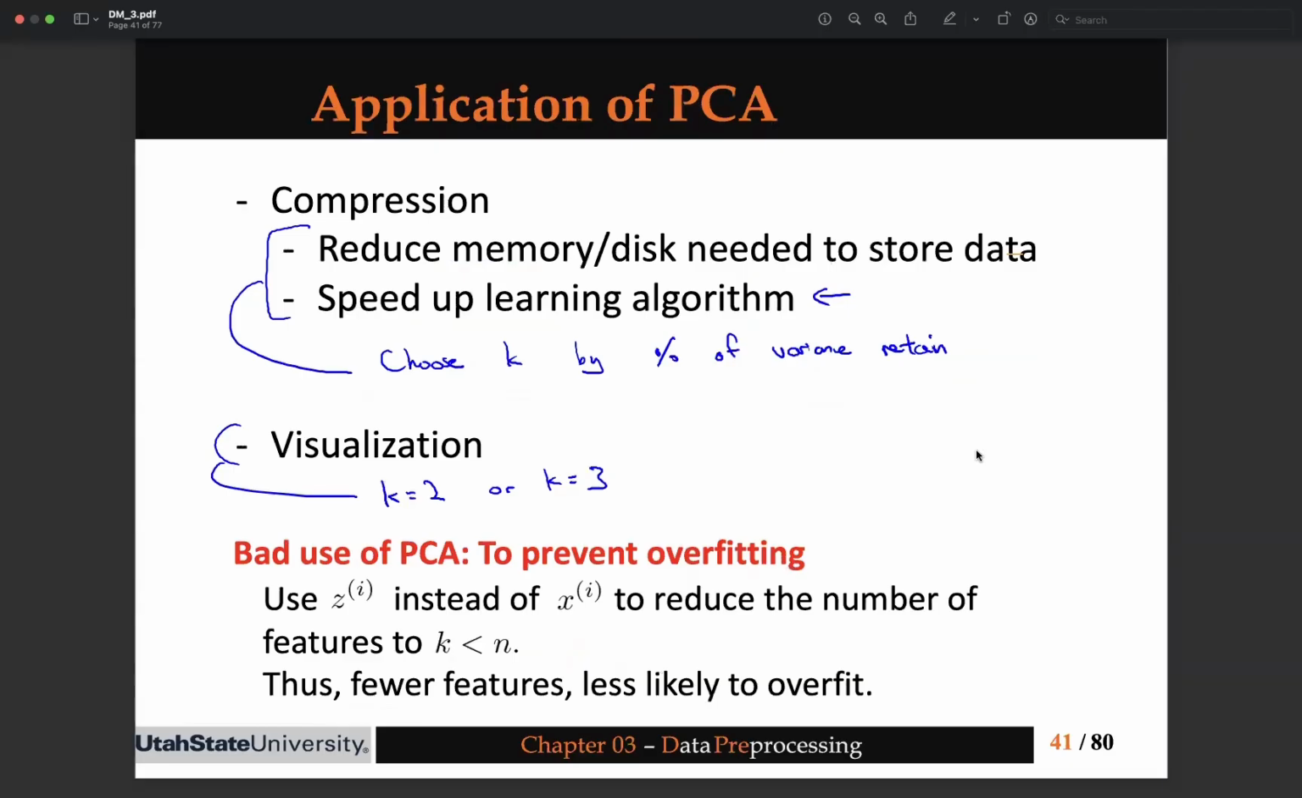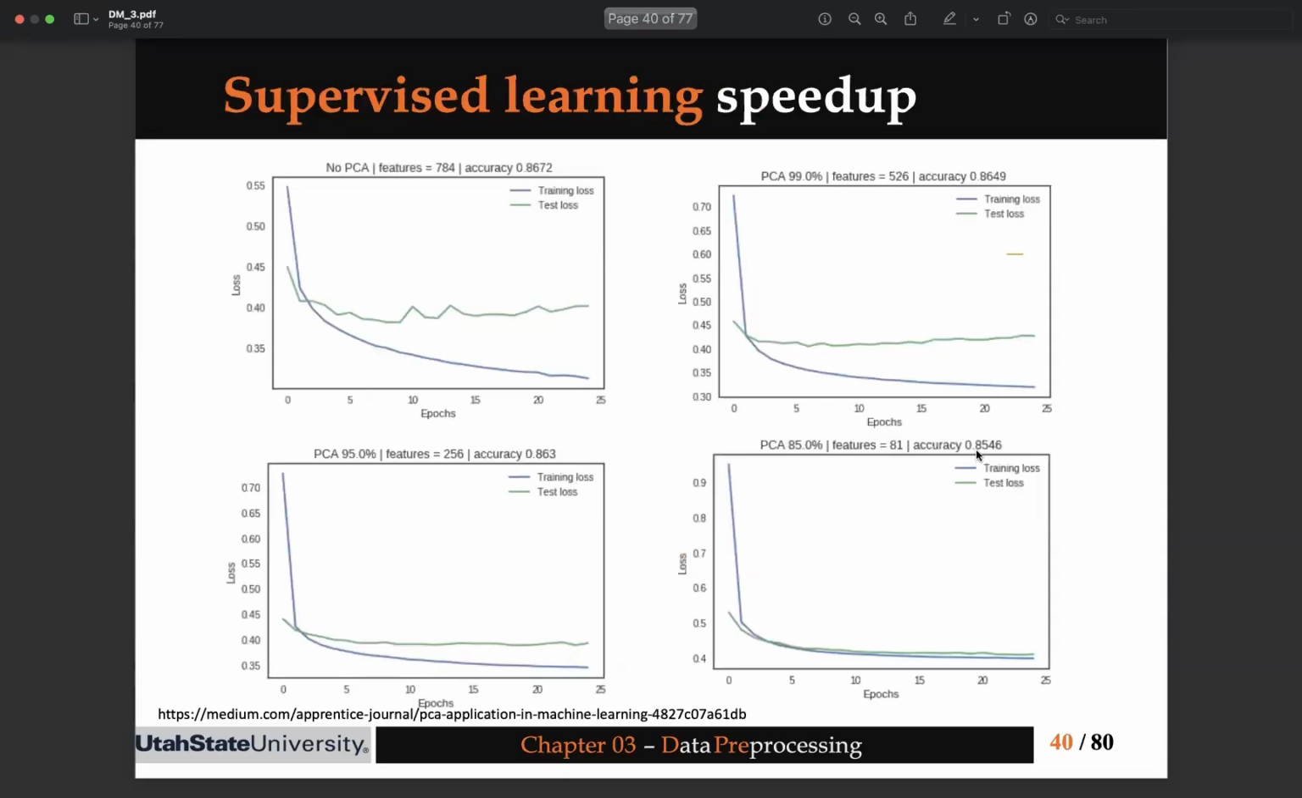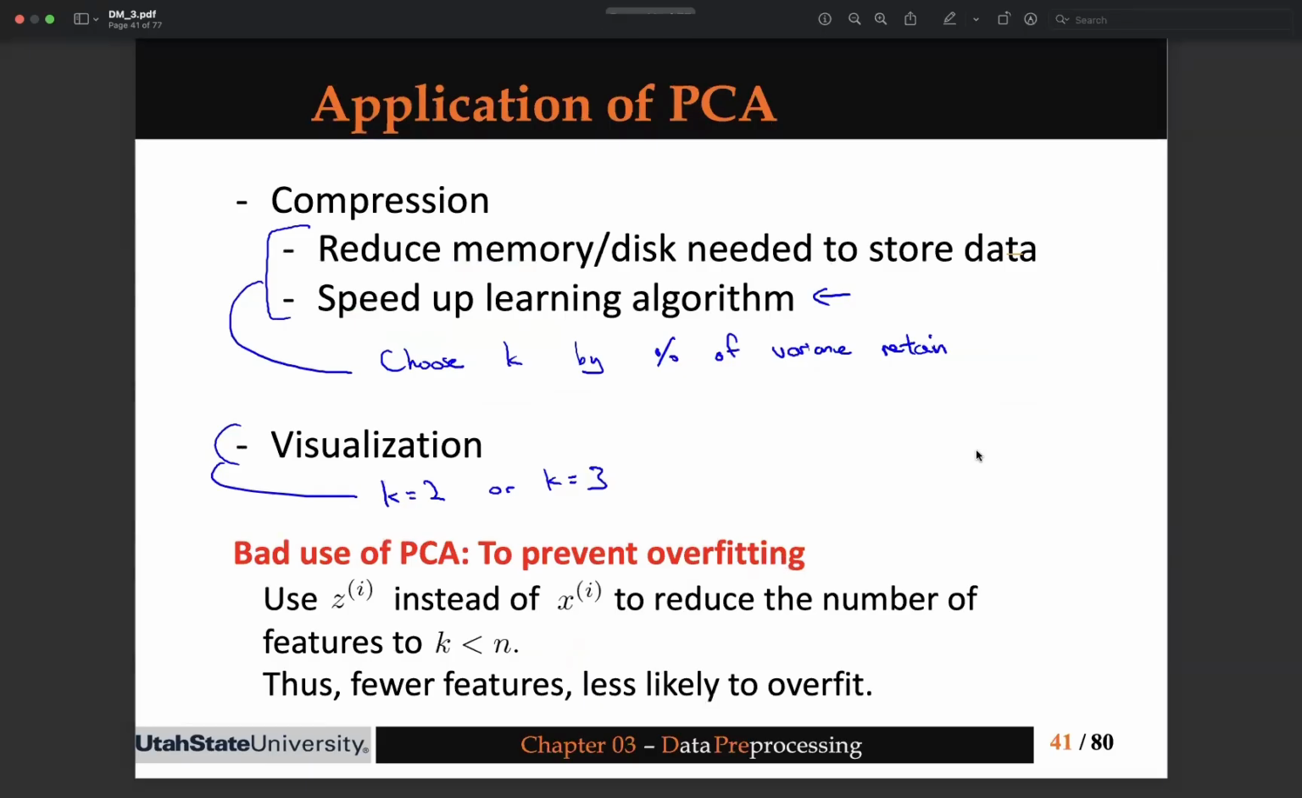Okay, this slide just shows us the applications of PCA. Of course, we can use it for compression, and needless to say, it reduces the memory and disk needed to store the data. There is a significant speedup in the learning algorithm. Just like I said earlier, we have a tendency to converge faster because we're training with fewer columns or features, so the convergence will be faster in this case.